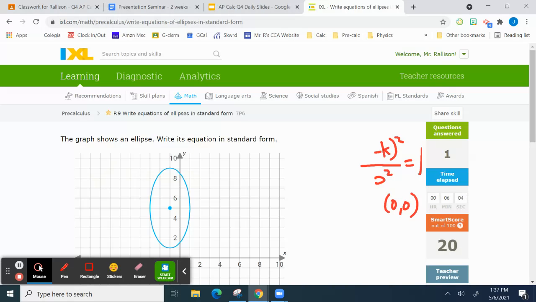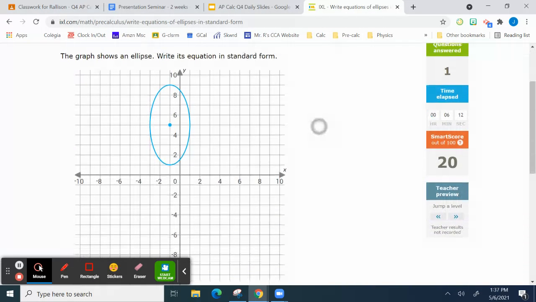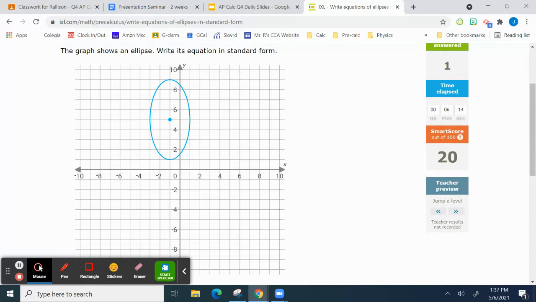So good. Now we got one that's not in standard position with the center at 0, 0. All right. So let's start again by writing the equation. x minus h squared over. Okay, so now I'm looking at this, and this one is not subtle, right?